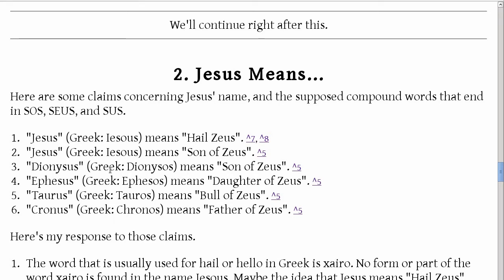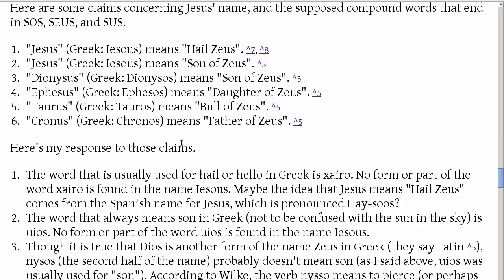Dionysus, Greek, Dionysos, means Son of Zeus. Ephesus, Greek, Ephesos, means daughter of Zeus. Taurus, Greek, Tauros, means bull of Zeus. Cronus, Greek, Kronos, means father of Zeus. Those are the claims. I numbered them 1 through 6, that way I could number my responses to each of these claims, so that you know what I'm responding to. Here's my response to those claims.